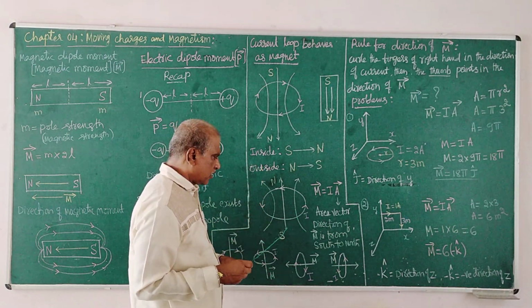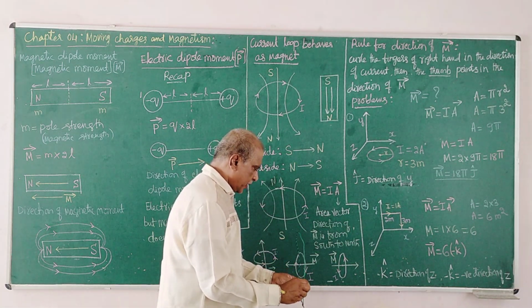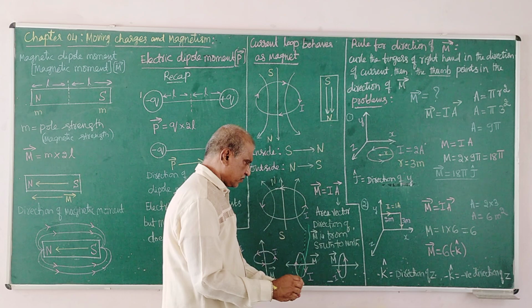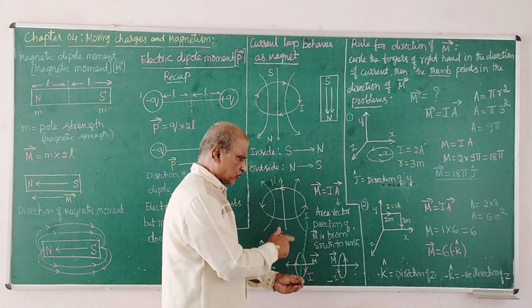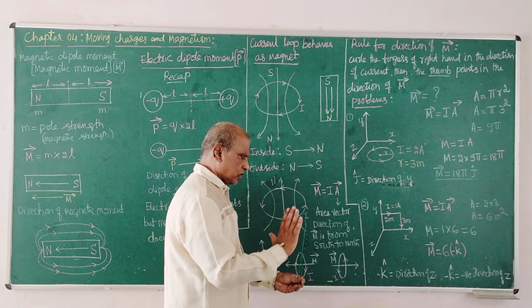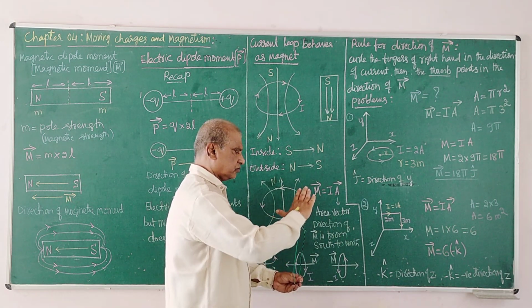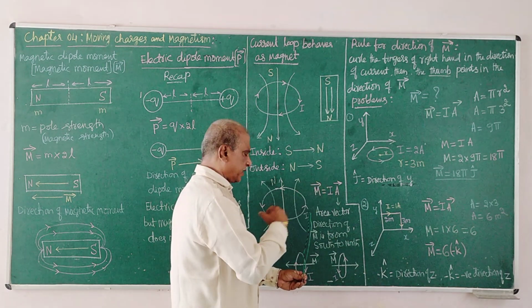The same ring I am holding like this, as in the diagram, perpendicular to the pole, on a surface perpendicular to the Earth. The current is going like this. So this is the direction of the current. Curl your fingers and this will indicate the direction of M.